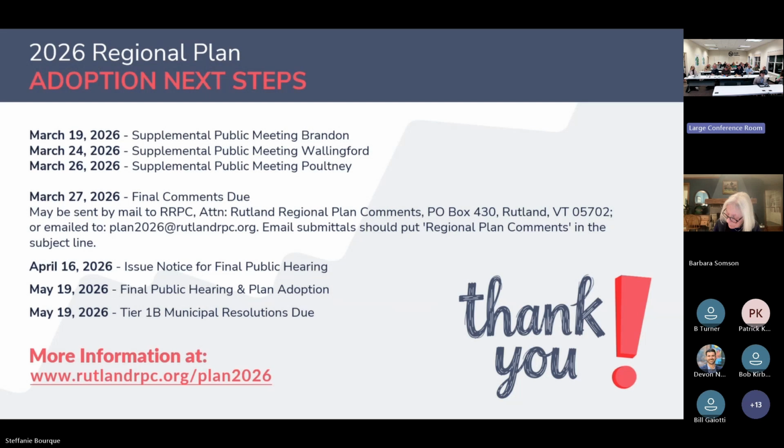Our next step in the process will be to make any revisions to the plan and map that are necessary based on those comments. Warn for the final public hearing on April 16th and hold our final public hearing on May 19th at the RRPC office, just like this, during a regional board of commissioners meeting. Our plan does set to expire in June, so we are required to get this plan over the finish line before that expiration date. We're asking that Tier 1B municipal resolutions come in before our adoption, because those have to be attached to the plan and submitted to the land use review board.